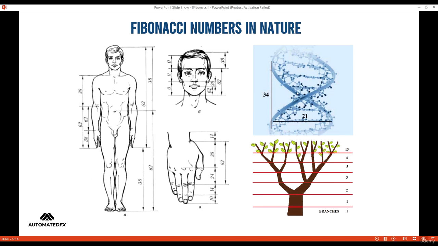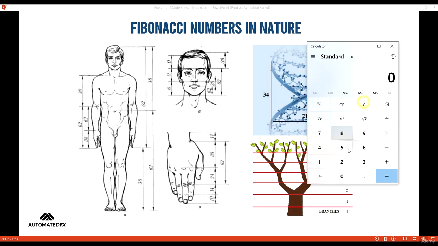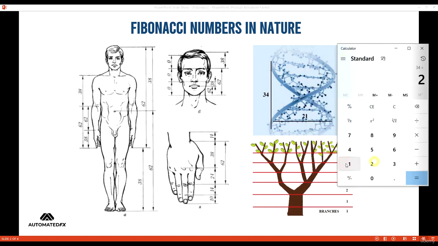Even your DNA. This is an example of a DNA strand. They were able to measure the length and breadth of the DNA. They measured this as 34 and this as 21. They have a specific unit of measurement which is called the angstroms. So this is 34 angstroms height, and then this is 21 angstroms length. So if you divide 34 by 21, what do you get?